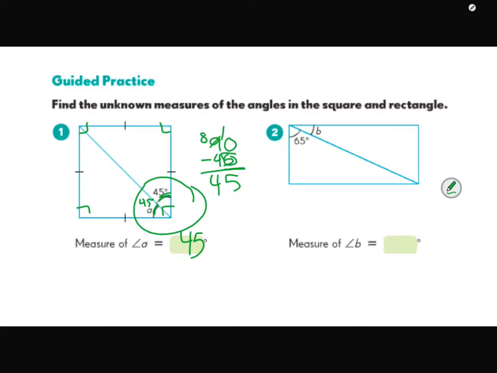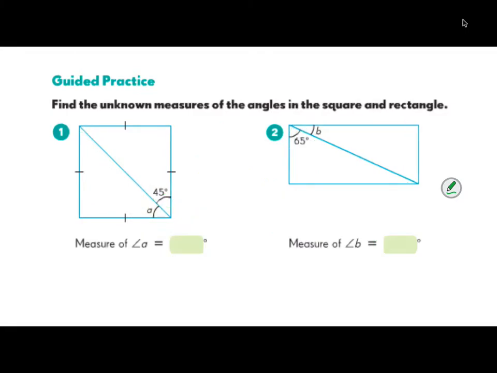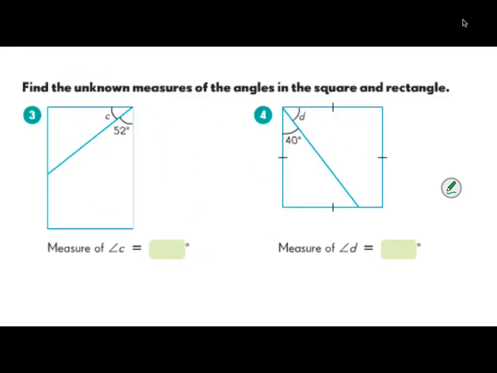Over here, I see a rectangle, but again, doesn't matter. I know that all are 90-degree angles, so I know that this whole thing is 90 degrees. So I'm going to take my 90 degrees, get rid of the 65 that I have to see what's left, and then I get 25 degrees, and I know that 65 plus 25 is 90 degrees. All right, these two right here, press pause, solve them, and then press play.